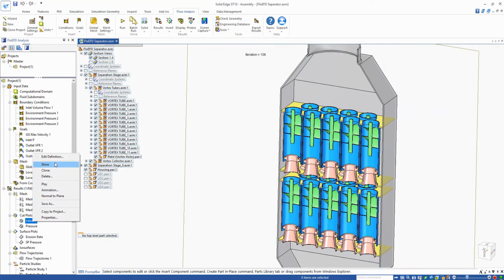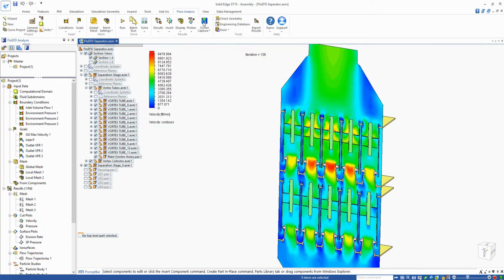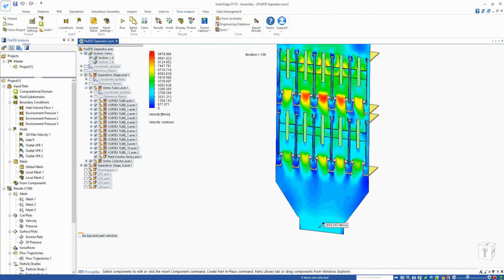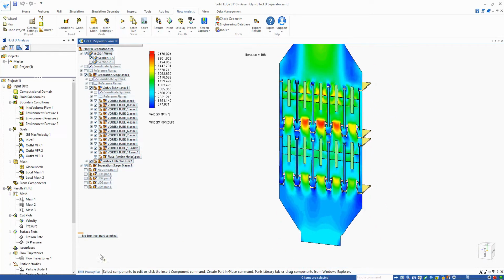Let's have a look at the velocity through our model, and I can probe that now and get a feel for what sort of velocities I'm going to be getting through the model. Right, so we can see the velocities there, and on the outlet as well I can see what sort of velocity I'm going to be getting.